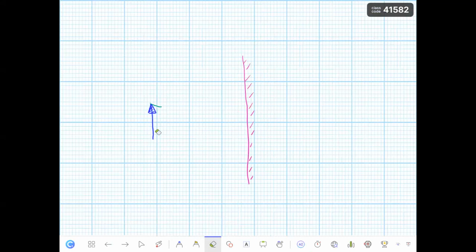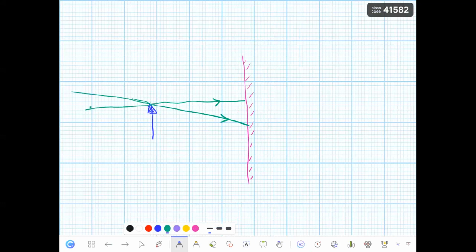So what I do, I draw the one which is perpendicular. Good. And then I draw one which passes this way. You can draw more incident lights. So what I need to do is draw the reflected light. How can I draw the reflected light?